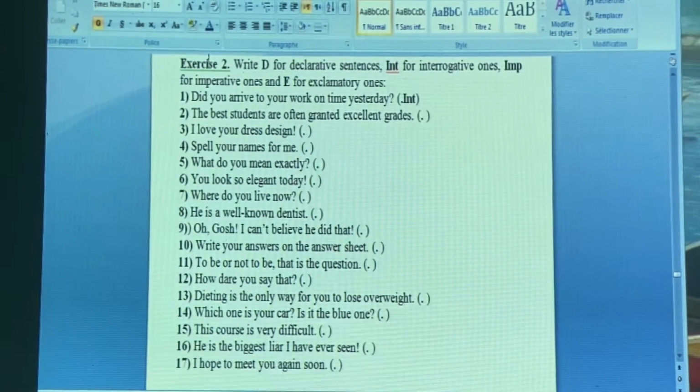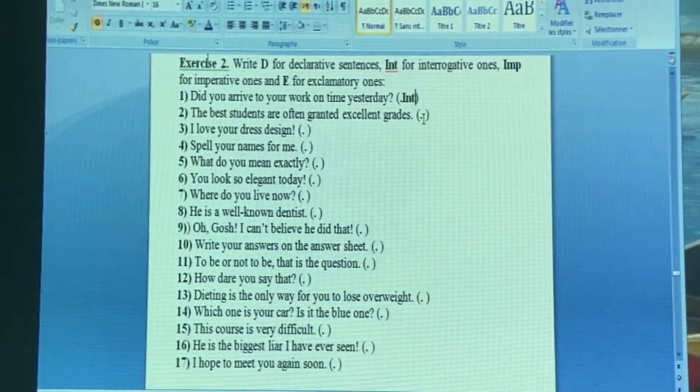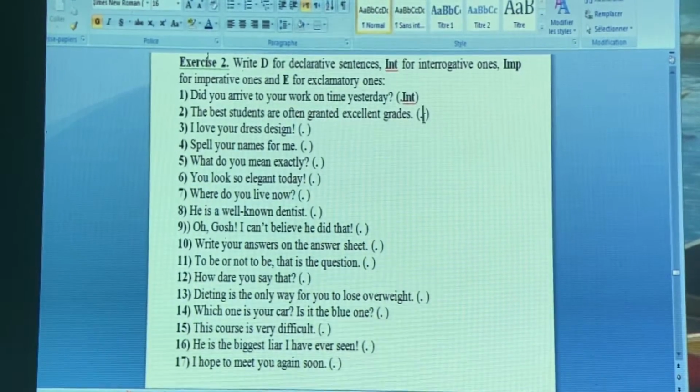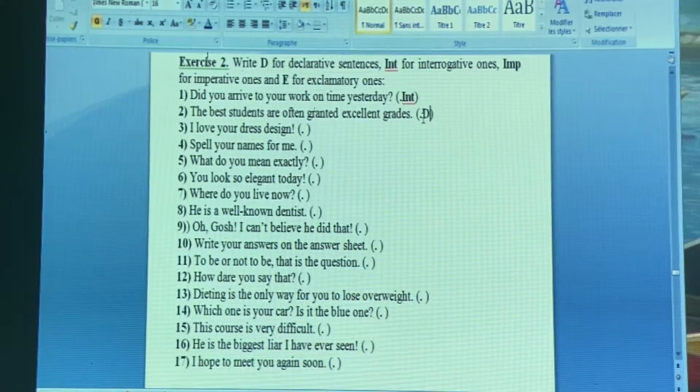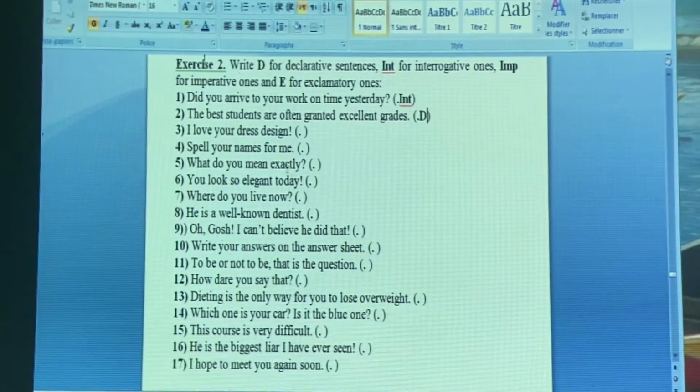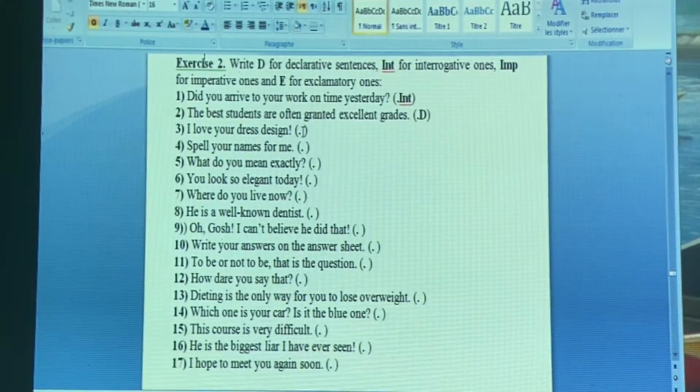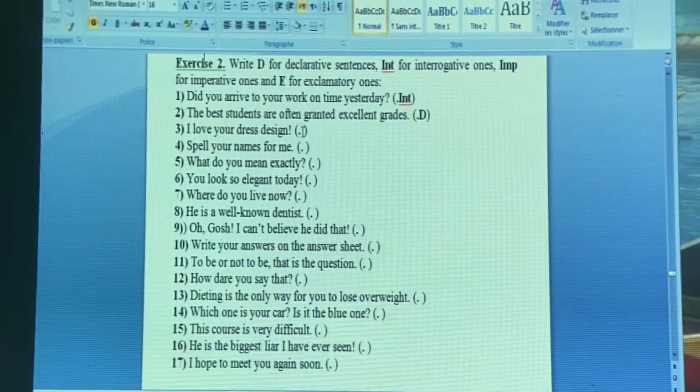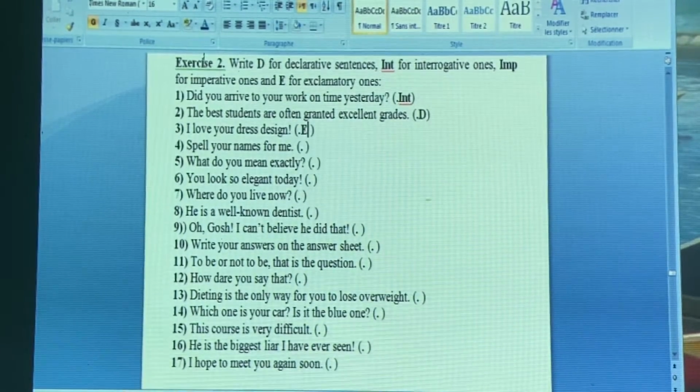The best students are often granted excellent grades. This is just declarative. It gives information. I love your dress design! Yes, we have an exclamation mark, so it is exclamatory.